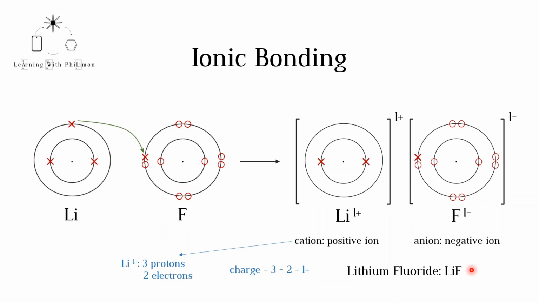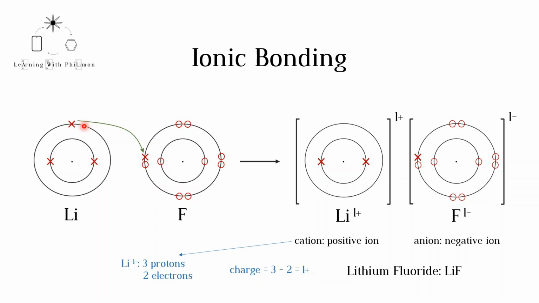Let's consider the example of the ionic compound lithium fluoride. Lithium has an atomic number of 3, so it has 3 electrons. 2 electrons occupy the first energy level, and 1 electron occupies the second energy level. Watch the electronic structure video for more on how electrons are arranged in energy levels.